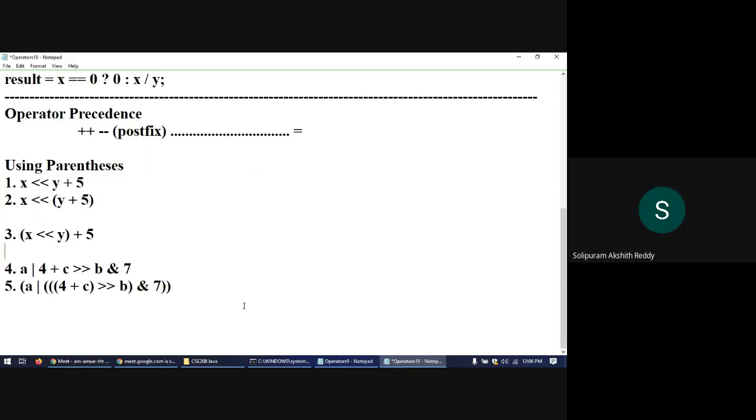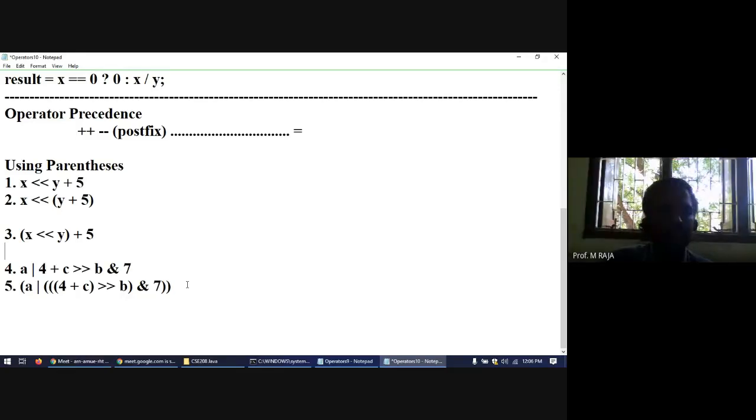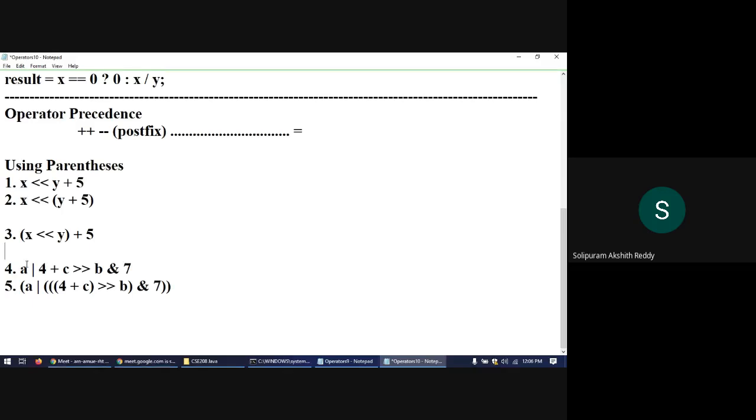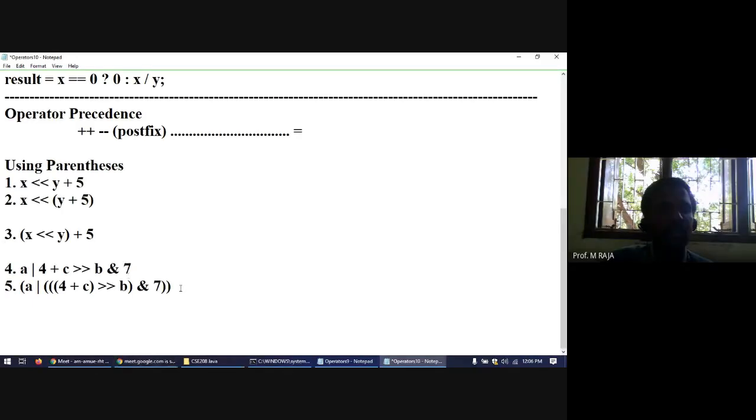Sir, between the bitwise or and the right shift, between bitwise or and bitwise and, the right shift operator has more precedence, sir. Bitwise right shift operator. Yes, sir. You please go through the table, right? The operator precedence table is there, in which the first precedence, second precedence, third precedence, etc. are given. Here, more than one operator is available at the same level.